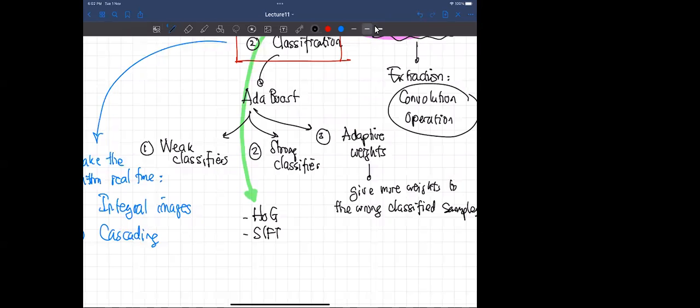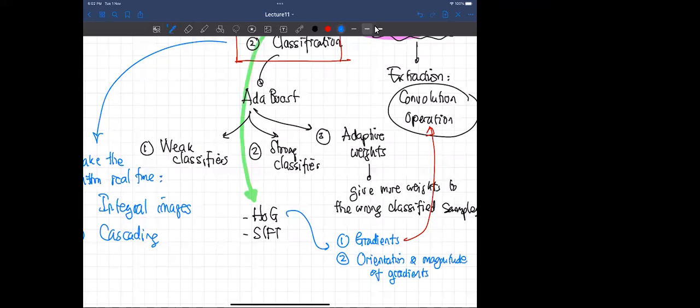Okay, so the basic concepts of HOG that we need to know: one is, of course, the concept of gradients. And this concept of gradients actually has something to do with the convolution operation. So you need to know how to obtain gradients from a convolution operation. There is a strong connection there. And the second concept is, when we talk about gradients of an image or a pixel, we talk about a vector. And a vector has orientation and magnitude. So we talk about the orientation and magnitude of the gradient. That is the second important thing of HOG.